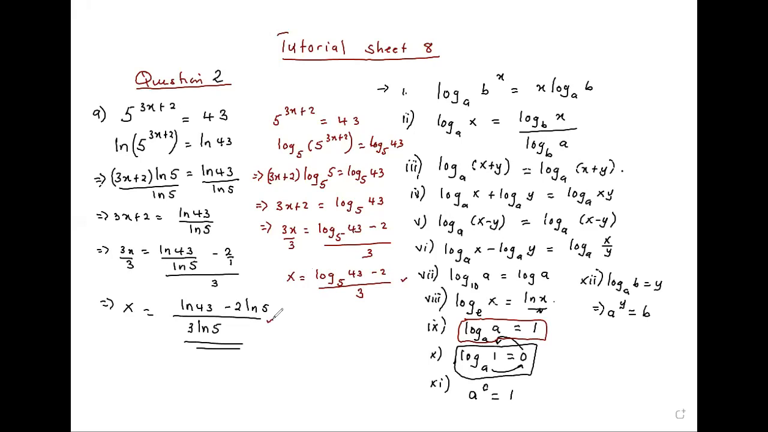Because if you attempt to change the base here, if you change the base to e, you will have (ln 43 over ln 5 minus 2) over 3. So the next step will be (ln 43 minus 2 ln 5) over 3 ln 5, which is what we have here. So the base does not matter.